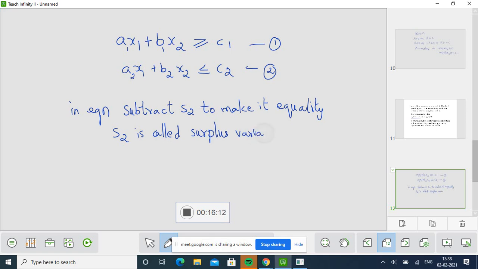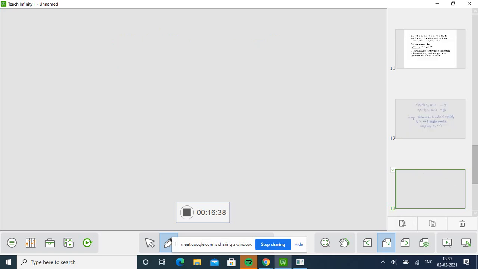This is what we saw yesterday. So now what will happen? I will have a1x1 plus b1x2 minus S2 so that this becomes equal to c1. Therefore, this is called the surplus variable. Similarly, we come to a2x1 plus b2x2, which is less than or equal to c2. I have to add something.